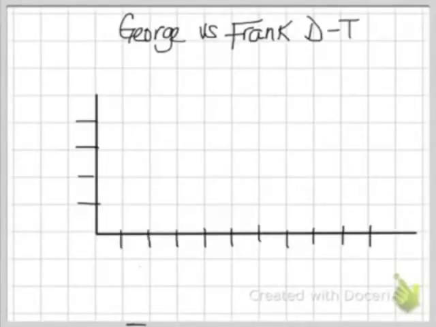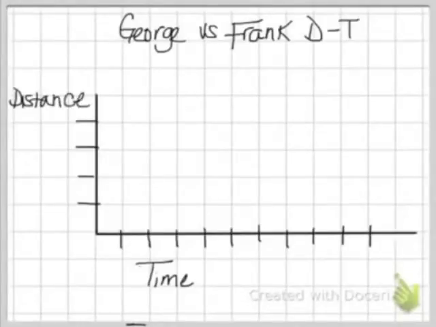Okay, so A is our axis. Which axis is which? Well, we're supposed to always put time on the x-axis, right? Mm-hmm. So this would be our time. And that means our distance has to go on y. Right.